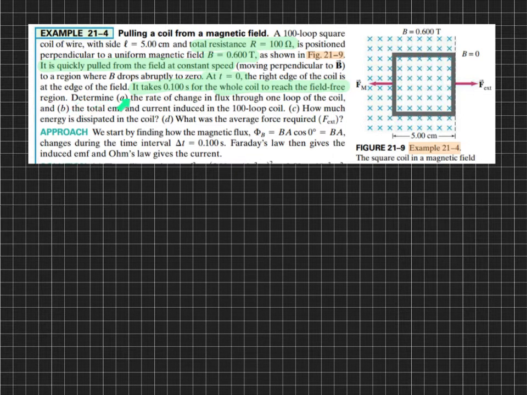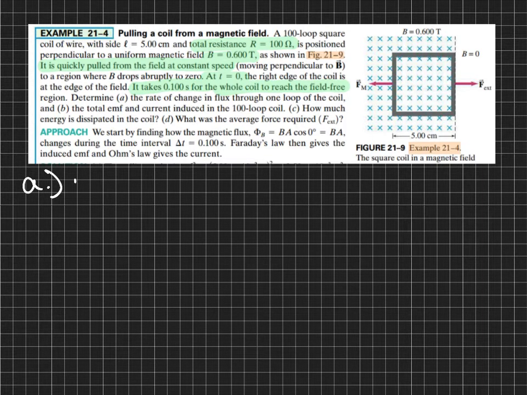So the first thing that we're going to look at is the rate of change in flux through one loop of the coil. Now, if we look down here, here's our approach. We're going to start by finding how the magnetic flux changes during the time interval, and then we're going to use Faraday's law, which gives the induced EMF, and Ohm's law then is going to produce the current, because later on it asks us what is the total EMF and the current induced in the 100-loop coil, and how much energy is dissipated, and then what is the average force required. So what's this force here? So how would we complete A?